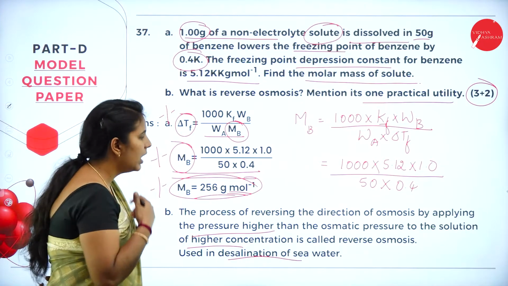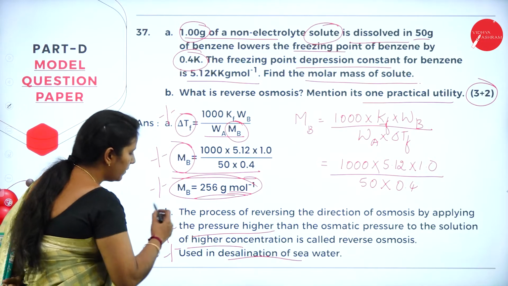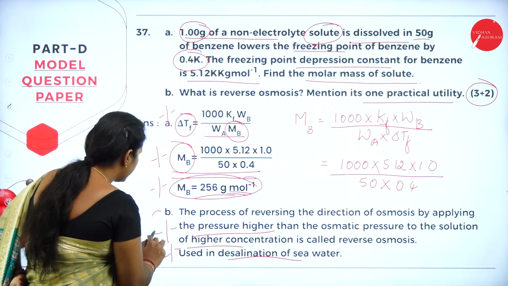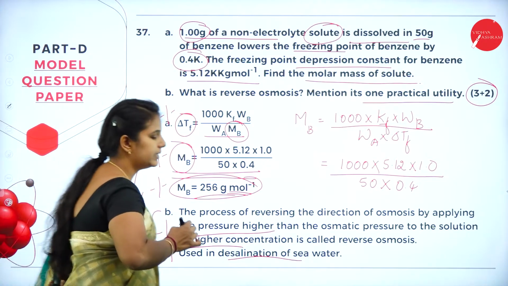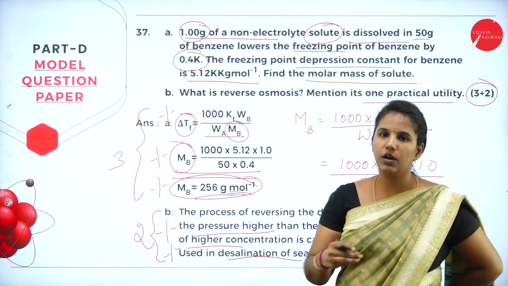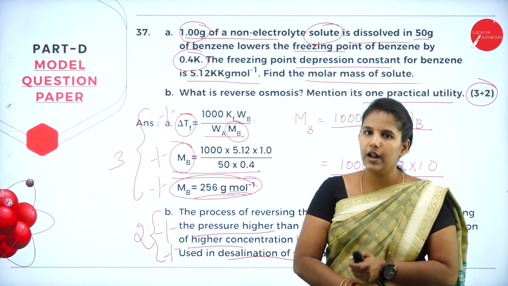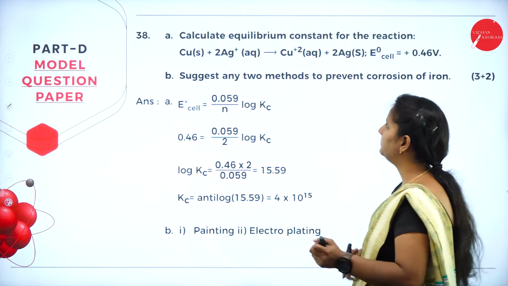If you define reverse osmosis, you will get 1 mark, and writing one practical utility also gets you 1 mark. So, totally from part B you will get 2 marks, and from part A you will get 3 marks. You have to say what reverse osmosis is and state one practical utility. Hope you understood this question. We'll go with one more question.